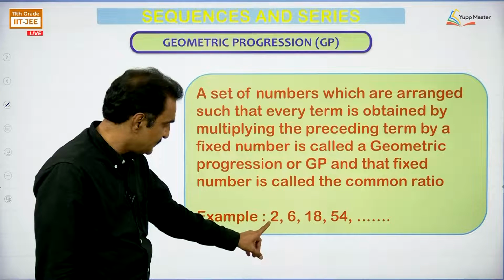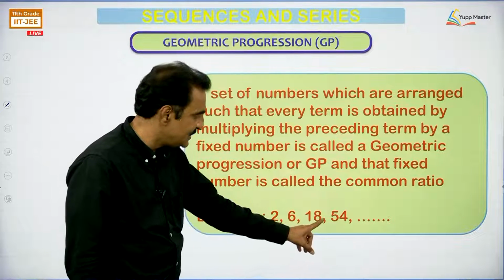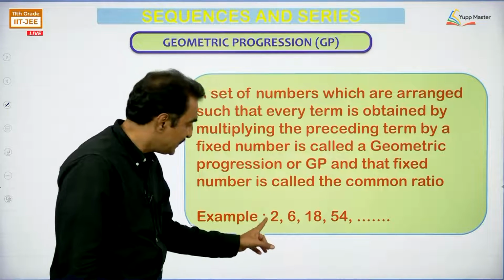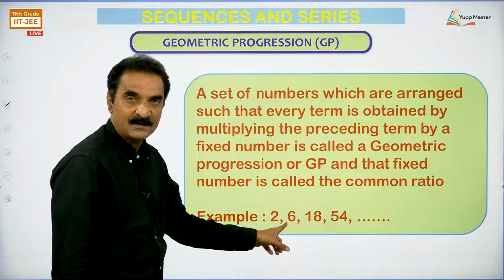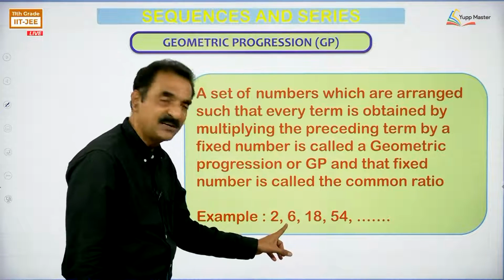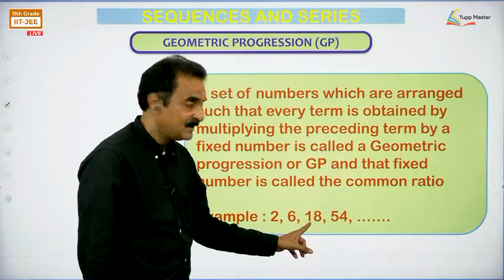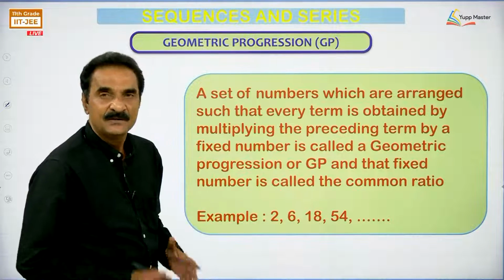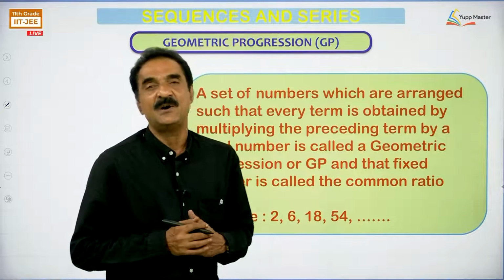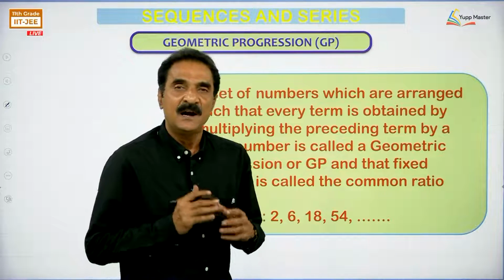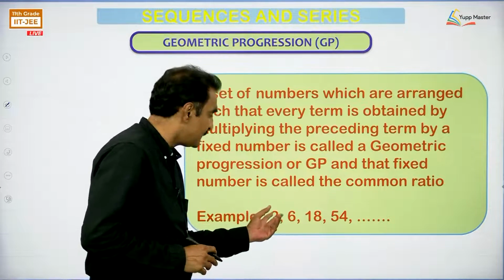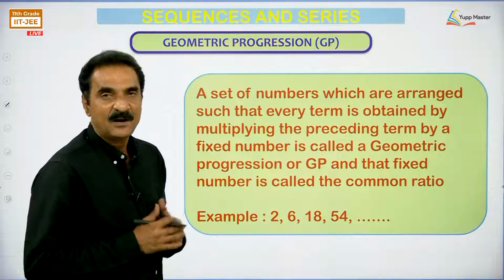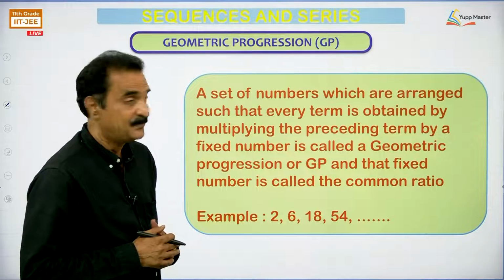In the numbers 2, 6, 18, 54 and so on, the first number is 2. It is multiplied by 3 to get the next number 6. Again 6 is multiplied by 3 to get the next number 18. Again 18 into 3 is 54. It continues like this. So this kind of progression is called geometric progression, and the ratio of any two consecutive terms will be a constant. That constant ratio is called the common ratio.